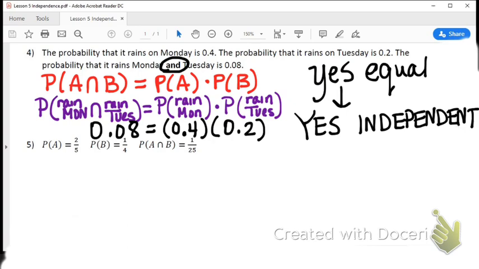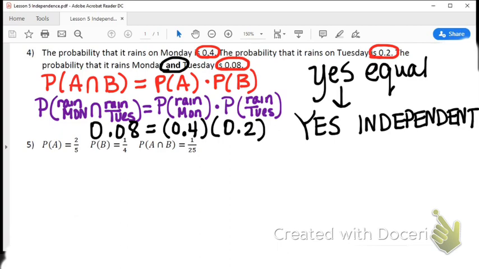Okay, so did you say yes, they're independent? If you did, you got it right. So when you're reading the sentence, it tells us that the probability that it rains on Monday is 0.4. The probability that it rains on Tuesday is 0.2. And the probability that it rains on Monday and Tuesday is 0.08. In this example, 0.4 times 0.2 does indeed equal 0.08. So yes, because they're equal, they are also independent events.